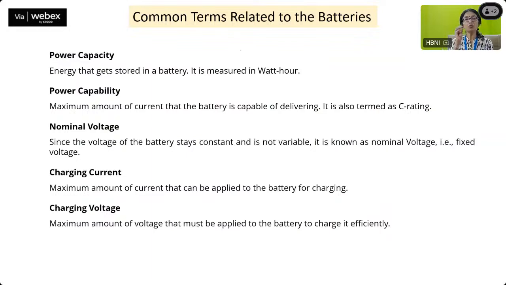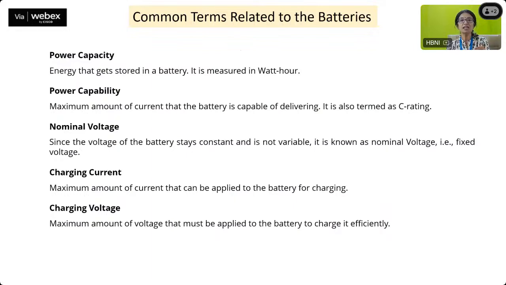Now we have to know some common terms related to batteries because we will be using them quite often. Power capacity is the energy that gets stored in a battery. It is measured in watt-hour. Power capability is the maximum amount of current that the battery is capable of delivering. This is also termed as C rating. Then you have the nominal voltage. Since the voltage of the battery stays constant and is not variable, it is a nominal voltage. That's a fixed voltage.